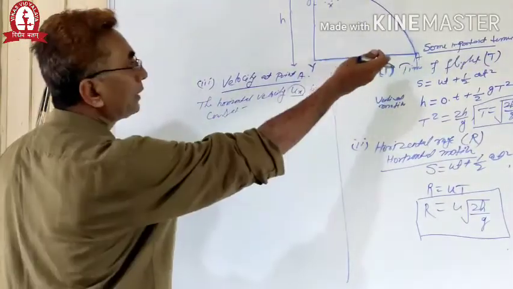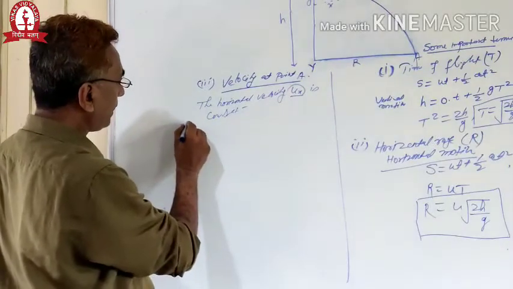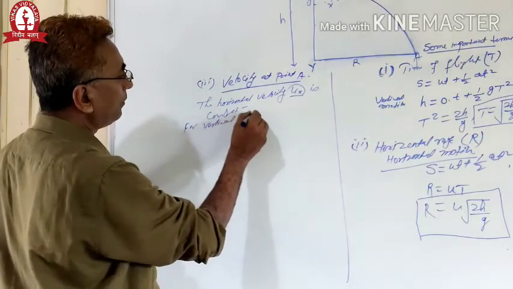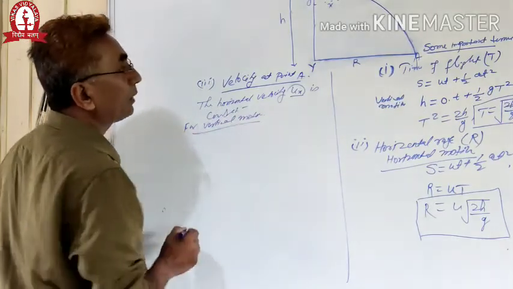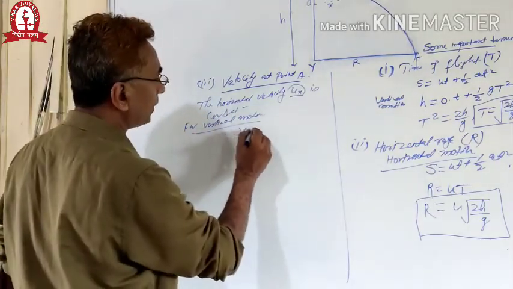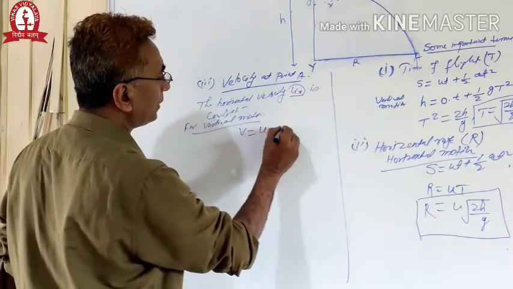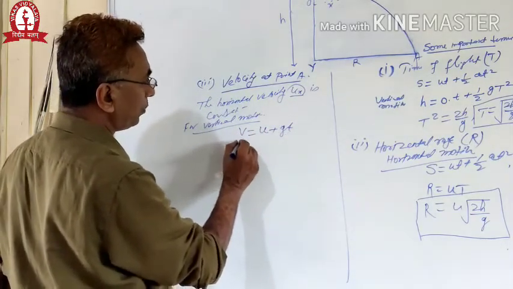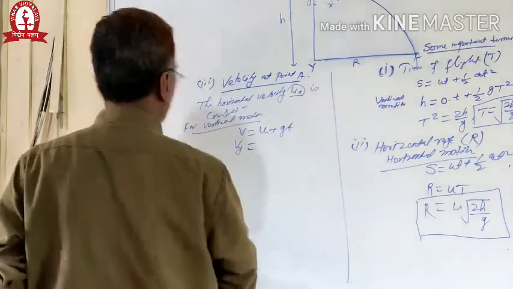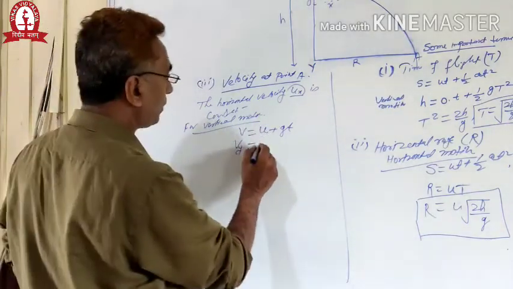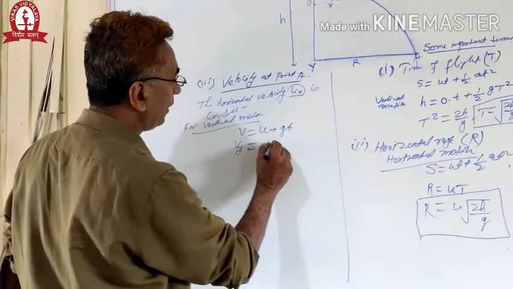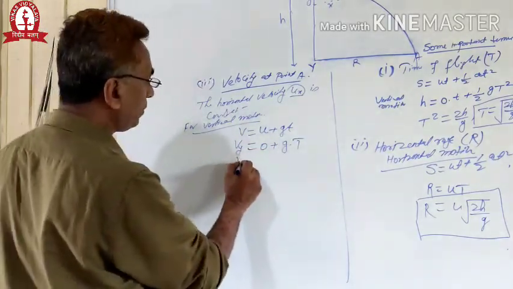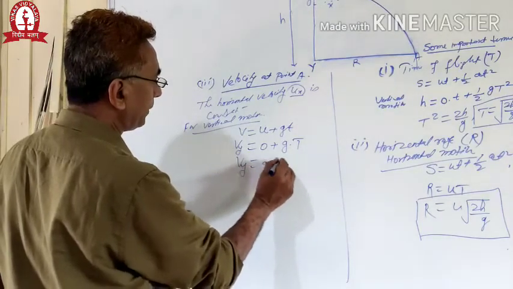At this point we know the time is t. So for vertical motion you have the formula. What is that formula to calculate the velocity? v is equal to u plus gt. Apply this formula. I have to calculate Vy for vertical motion, and u is equal to 0 vertically, plus g and the time is t. So Vy is equal to gt.